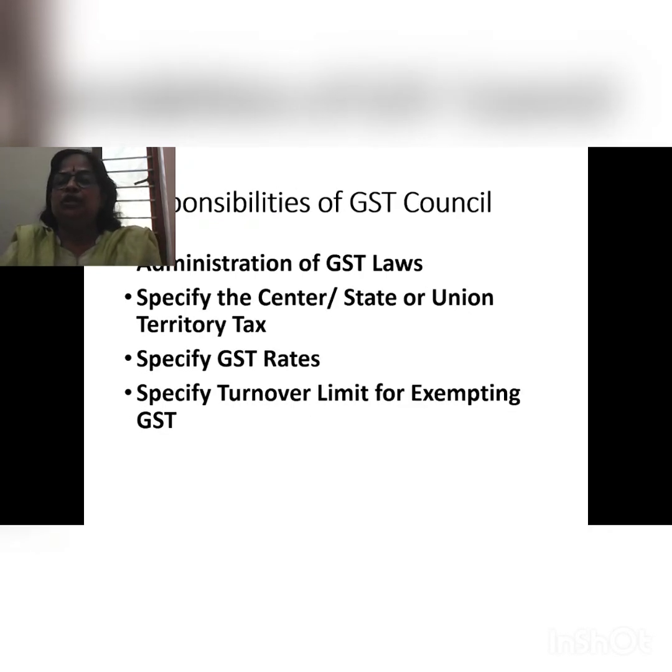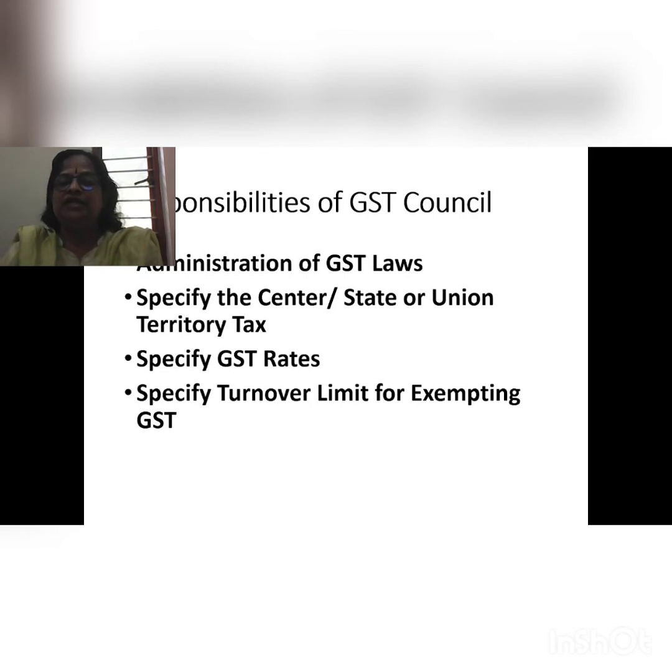Now, what are the responsibilities of the GST Council? Administration of GST laws. Because I told you, the GST Council is the administrative authority for GST in our country. So, they will specify the center, state or union territory tax: which taxes can be collected by the central government, by the state government and by union territories. And specify the GST rates. Now also some arguments and discussions are going on for change in GST. So it is not finalized. At present it's 5%, 12%, 18%, 28%. These are the rates applicable. But there can be changes. And who will decide the changes? The GST Council will decide that.